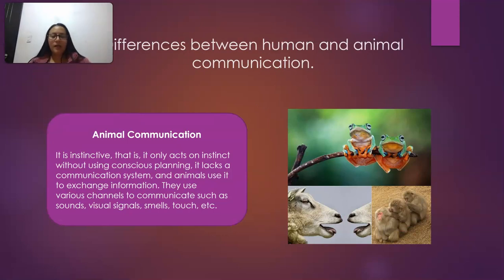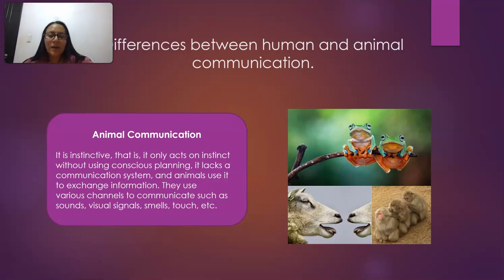Differences between human and animal communication. In this case, we are going to talk about animal communication. It is instinctive, that is, it only acts on instinct without using conscience or planning, or lacks a communication system. And animals use it to exchange information. They use various channels to communicate, such as sounds, visual signals, smell, touch, etc.